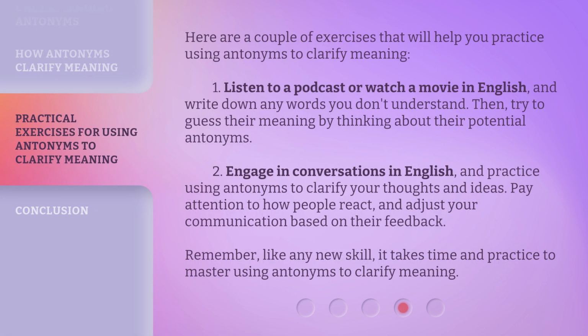Here are a couple of exercises that will help you practice using antonyms to clarify meaning. 1. Listen to a podcast or watch a movie in English, and write down any words you don't understand. Then, try to guess their meaning by thinking about their potential antonyms. 2. Engage in conversations in English, and practice using antonyms to clarify your thoughts and ideas. Pay attention to how people react, and adjust your communication based on their feedback.